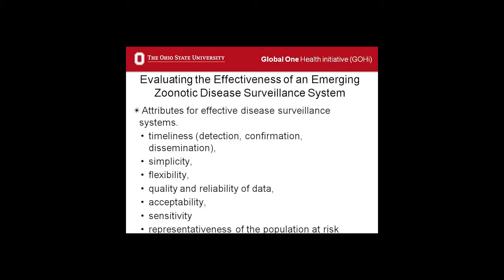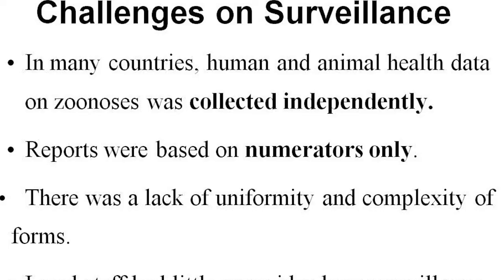These have been discussed over the last couple of days: human capacity, laboratory capacity, clinical and field competencies, and collaborations. When evaluating the effectiveness of an emerging zoonotic disease surveillance system, there are different attributes: timeliness, simplicity, flexibility, quality, acceptability, and sensitivity. There are also different challenges. As a One Health task force, different One Health partners are working on these challenges of surveillance.